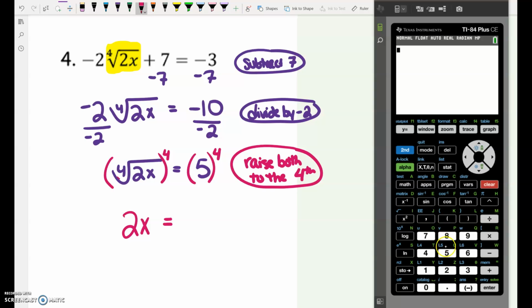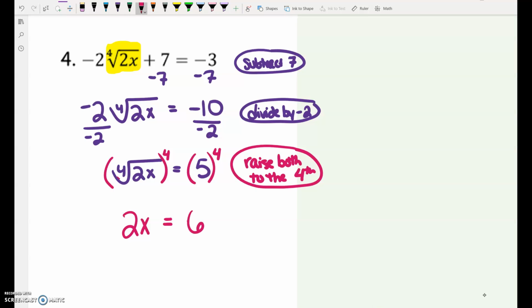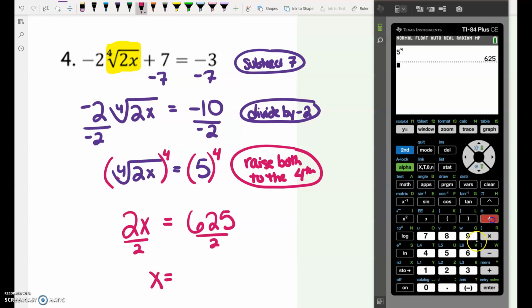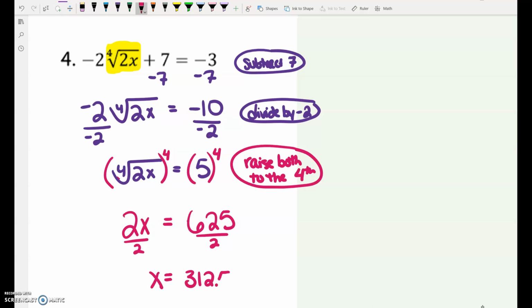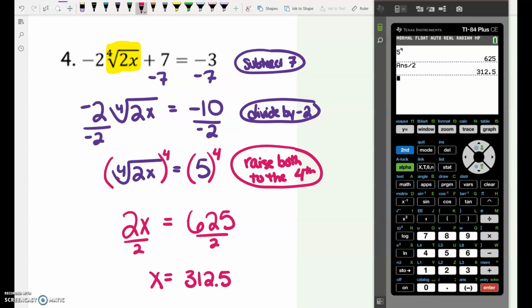And in my calculator, I would do 5 raised to the 4th. That's 625. And then finish solving by dividing by 2. I got 312.5. Now, there's nothing in here that really leads me to think that this solution might not work. We didn't have a 4th root equaling a negative number. We didn't have to raise a negative number to the 4th. But just to be safe, I'm going to check this.